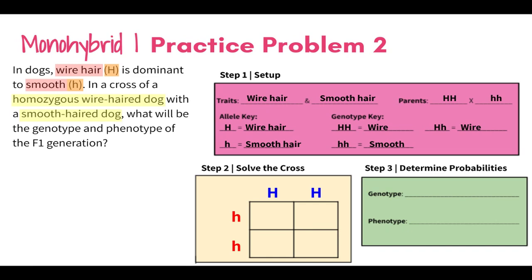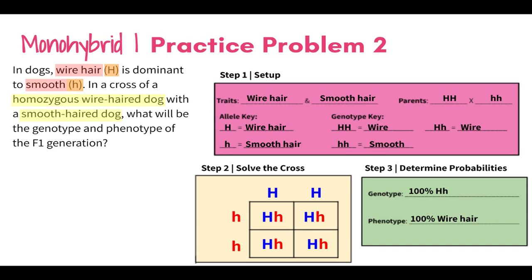So each time, since these parents are homozygous, they happen to be homozygous for different traits, each of them only can pass on one type of allele. So all of our boxes are going to result in the same combination of big H, little h, because one parent can only pass on the dominant allele. The other can only pass on the recessive allele. So when we look at our probabilities, 100% of them are going to be heterozygous. So the genotype for heterozygous versus then if we go ahead and look at what that means for our phenotypic probability, we look back at our genotype key. Phenotypically, 100% of their offspring are going to have wire hair.